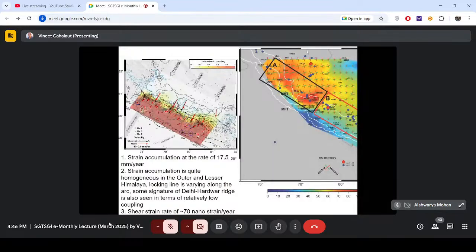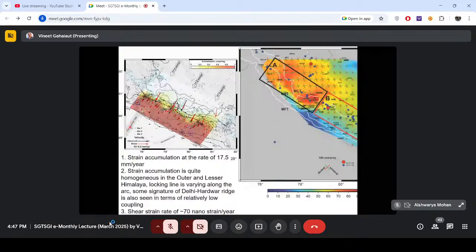So the take-home message from Garhwal Kumaon is a strain accumulation rate of about 17 or 18 millimeter per year. That's the slip deficit which is occurring. This is the strain accumulation which will be recovered during the next big earthquake. And it's nicely locked. And of course, the other thing which we have started seeing is the effect of ridge subduction. There is a lot of talk on ridge subduction nowadays.